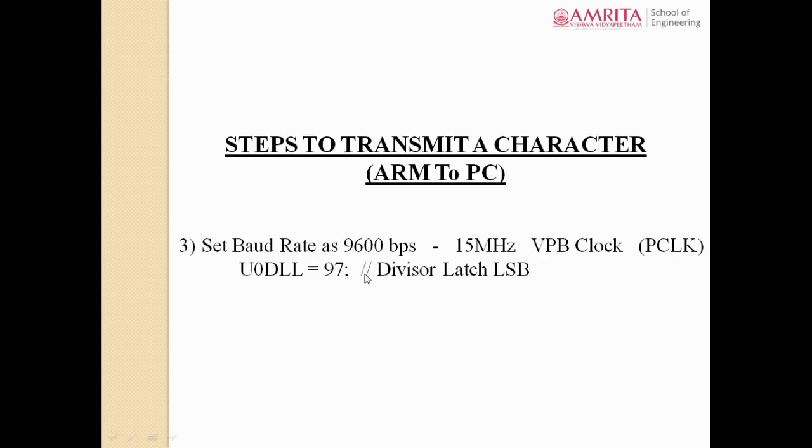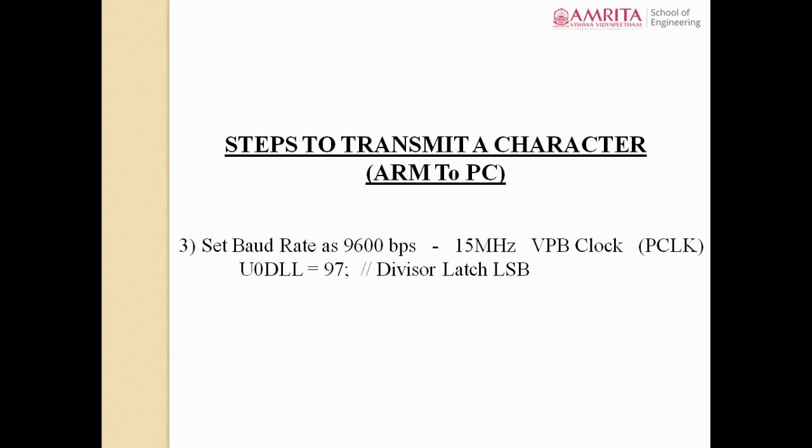In the next step, you are going to configure the baud rate. Baud rate is one of the important parameters, right? So in this step, you are going to configure the baud rate as 9600 bits per second, right? So here you should keep something in mind. All your peripherals present in LPC2148, generally all the peripherals, exceptions are there, are connected to a clock known as VPB clock or P clock, peripheral clock.